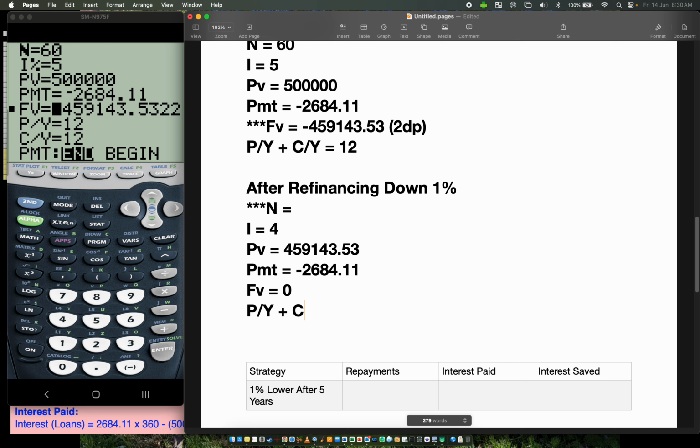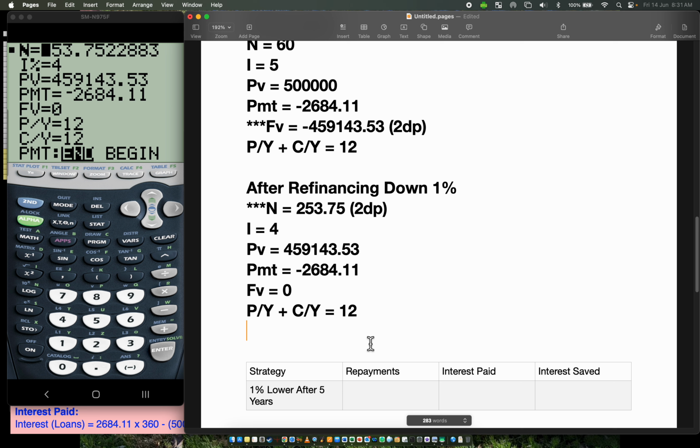PY and CY are both 12. So PV is 459,143.53, the rate is 4, solve, and that tells me N is 253.75 to 2 decimal points.